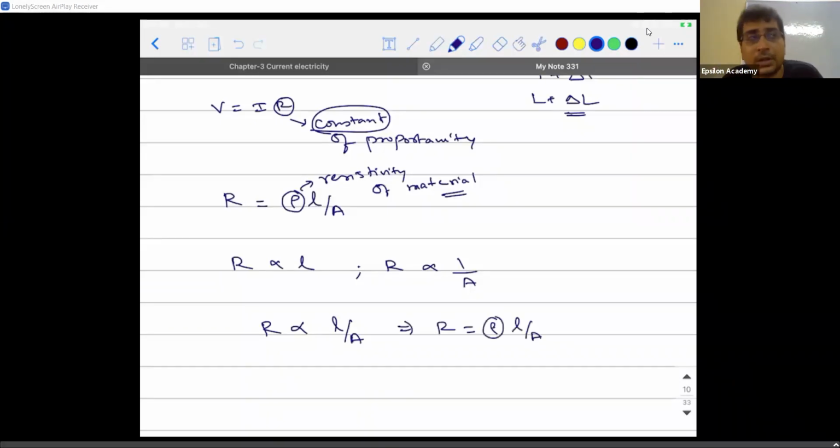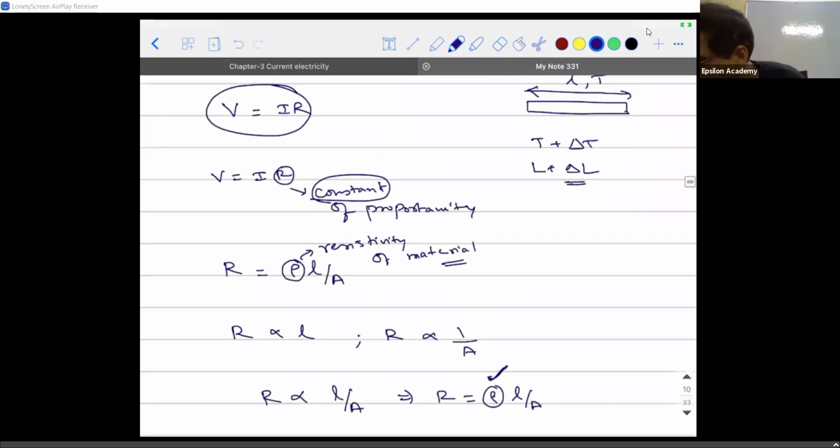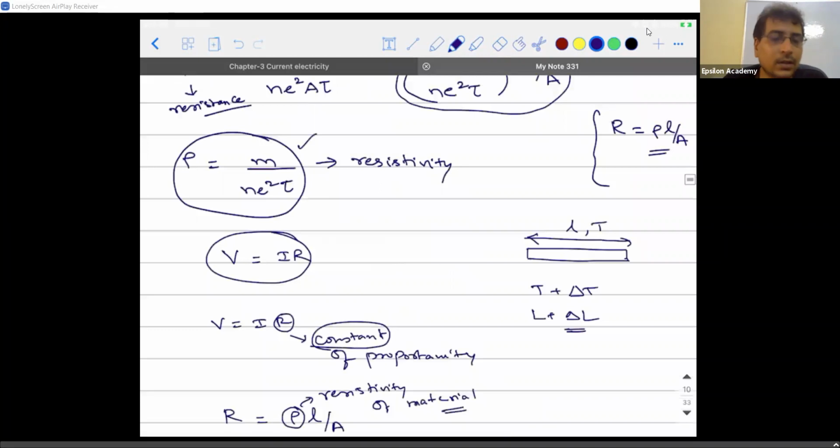But here comes an important question. Is resistivity a temperature dependent value? Look at this expression. Once I complete this, then I'll explain. Then you yourself will be able to understand what is the difference between resistance and resistivity.